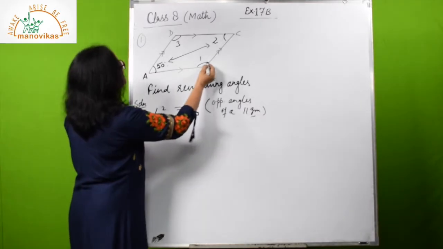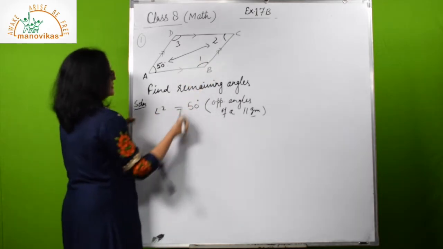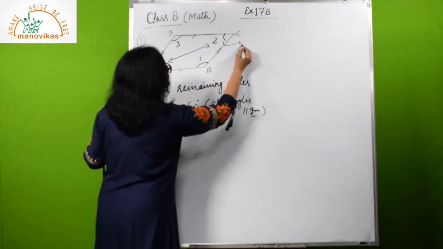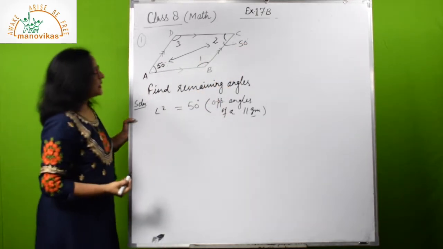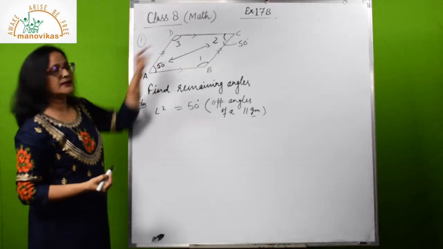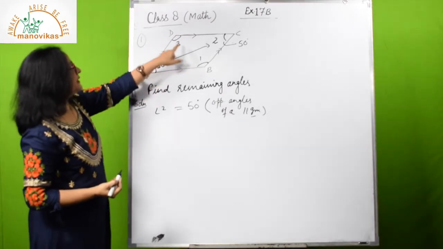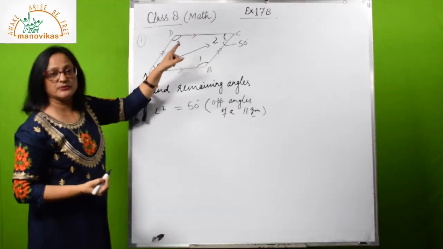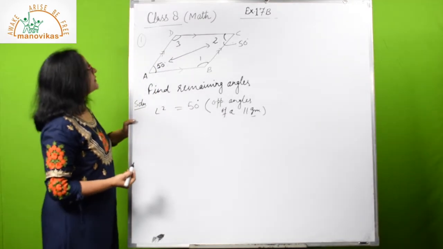Now we have to find angle 1 and angle 3. So angle 2 we have found to be 50 degree. What is the measure of angle 1 and angle 3? If you find any one, then again angle 3 and angle 1 will be equal, so you can write them.